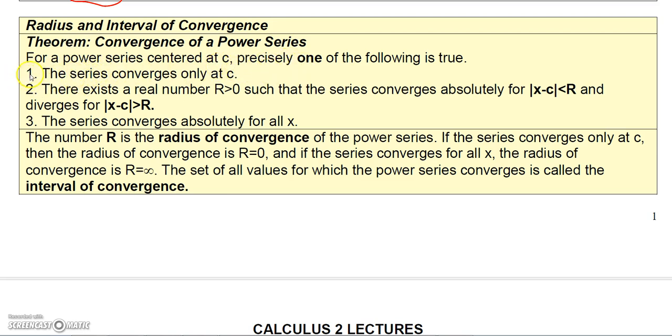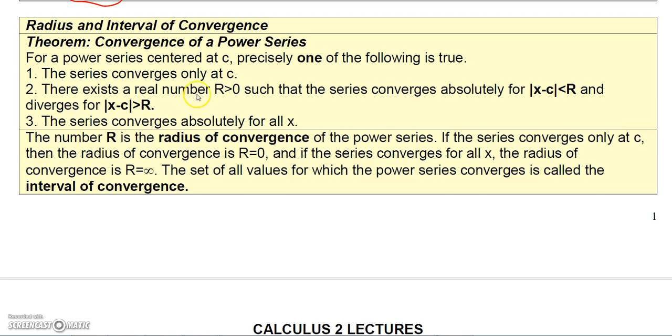can happen. Okay, so either the series converges only at the value c, or there exists some positive number R such that the series converges absolutely for all x where the absolute value of x minus c is less than R, and then it diverges for all x where the absolute value of x minus c is greater than R, or the series converges absolutely for all values of x.